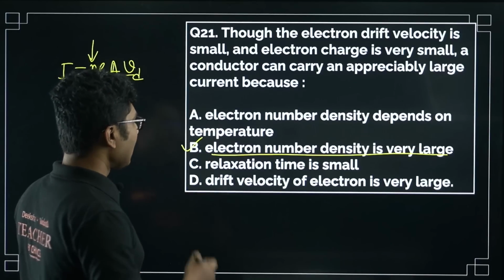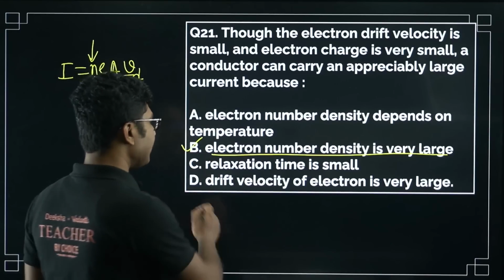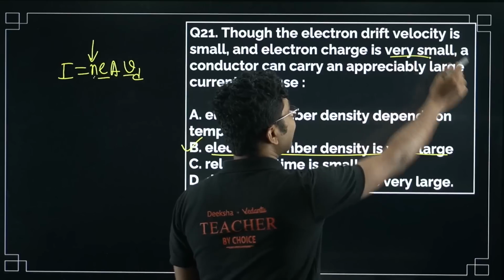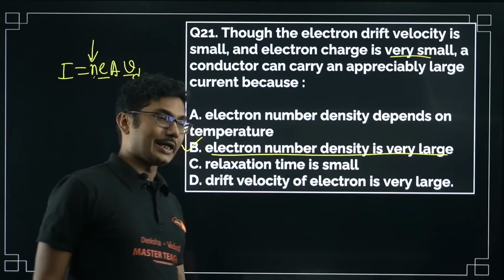Relaxation time does not matter. Drift velocity of electron is very large. Obviously, the drift velocity of electron mentioned here is very small, so definitely it is not the correct option.